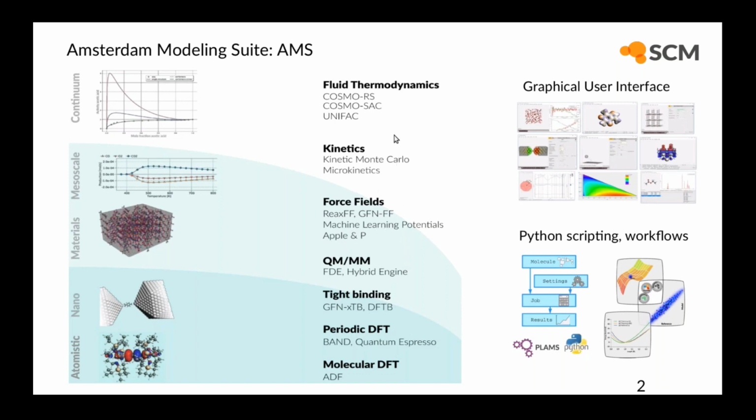Further up the multiscale ladder, we have various tools for kinetics, like kinetic Monte Carlo and microkinetics, and we also have fluid thermodynamics, especially COSMO-RS to calculate things like activity coefficients, solubility, and so on. All of these tools are supported by a graphical user interface and by Python scripting workflows. So no matter what type of work you like to do, you can either use the graphical user interface or the Python scripting. And I'll show you a bit of Python scripting at the end of this talk as well.